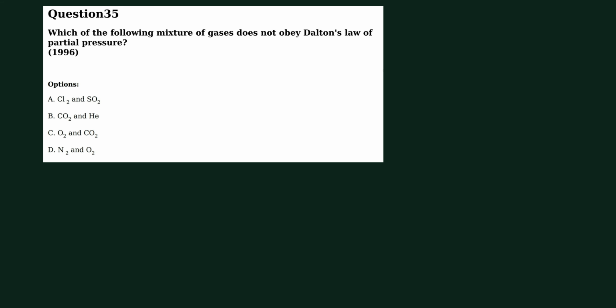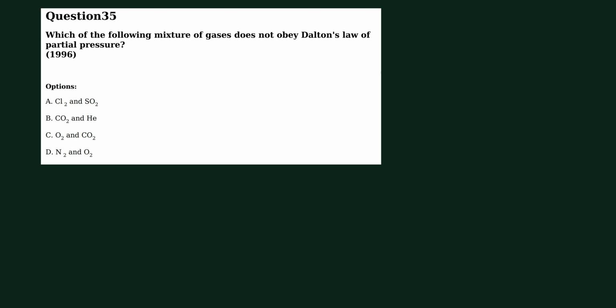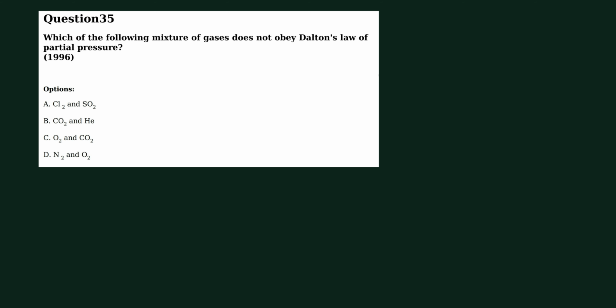Which gases do not obey Dalton's law of partial pressure? Dalton's law of partial pressure is applicable only for non-reacting gases. Now you see chlorine and SO2 are given, and carbon dioxide and helium, oxygen and CO2, and nitrogen and oxygen. Nitrogen is an inert gas, it does not react with oxygen, and there is no reaction between oxygen and CO2 either. And helium is an inert gas and it won't react with carbon dioxide.